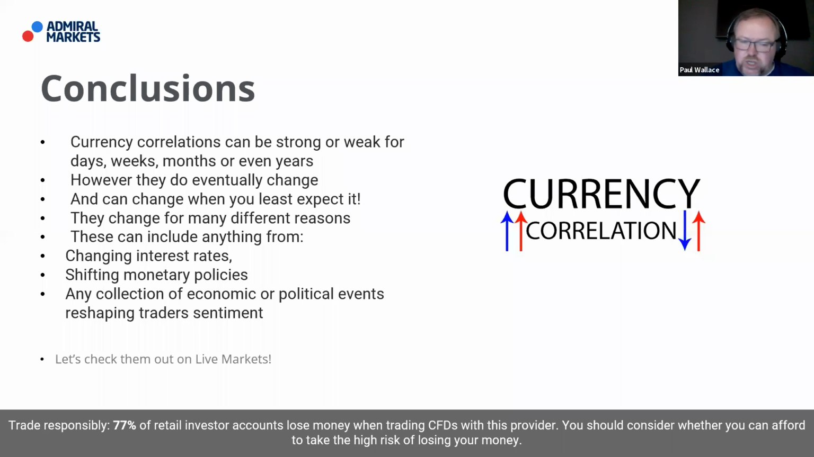So, as I said, currency correlations can be strong or weak for days, weeks, months, or even years, but they do change, and sometimes they can change when you least expect it or when there is a major event happening in the market. They change for many different reasons, including changes in interest rates, which always have an impact on FX markets, or a change in monetary policies, or any collection of economic or political events. They all help to reshape traders' sentiment, and of course that will have an impact upon either the strength or the weakness of particular currency correlations.